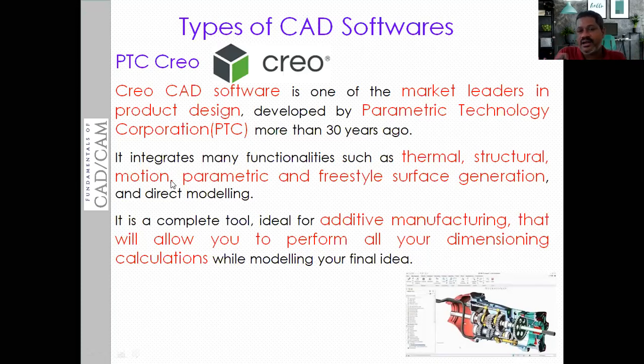Okay. So parametric and freestyle surfaces. Parametric means its parameters continuously vary. So those types of surfaces you can generate using the Creo software. So it is a complete tool, ideal for additive manufacturing. Additive manufacturing means, you might already know, 3D printing. Additive manufacturing is just like 3D printing.